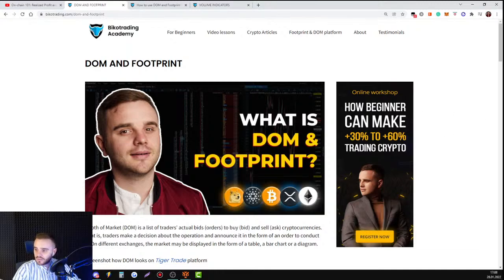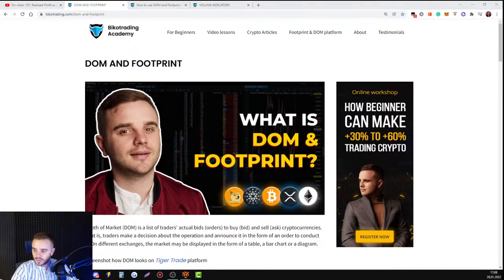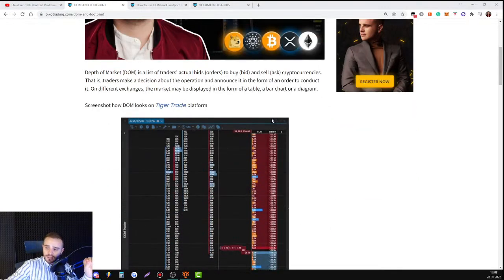DOM and footprint are available free on TradingView. Amir, no. DOM and footprint, it does not belong to TradingView. Here, I sent this article into a chat. Afterwards, my friends, you will be able to read it. What is a DOM and footprint? And Amir, I'm going to reply to your questions soon.